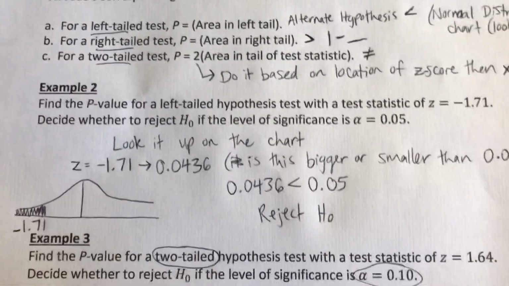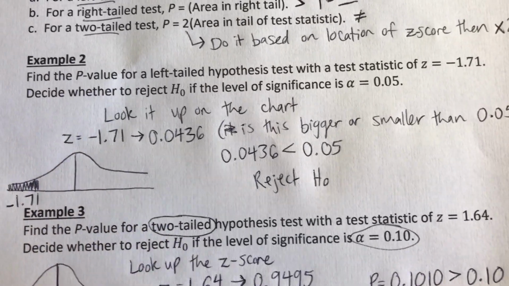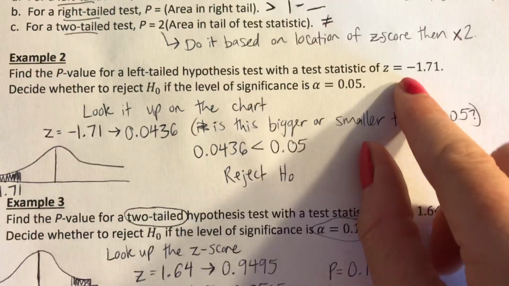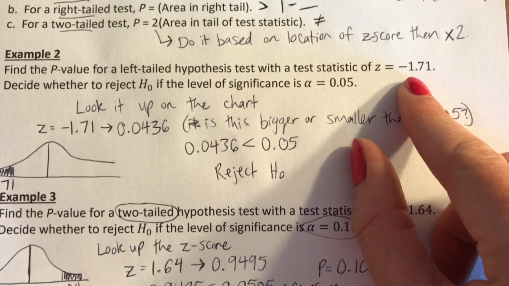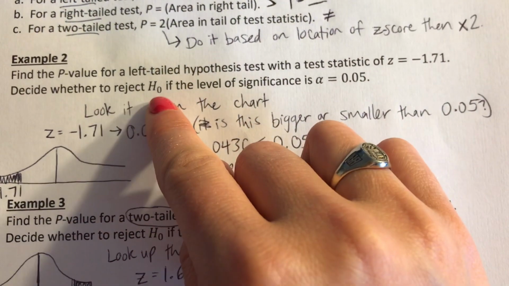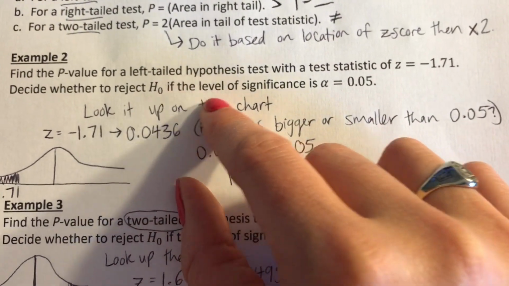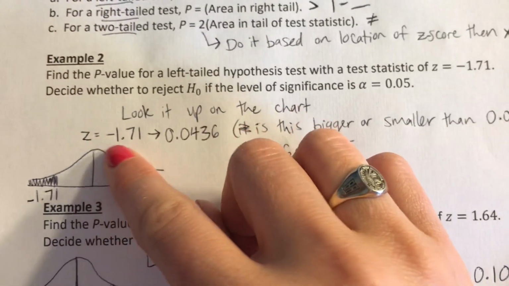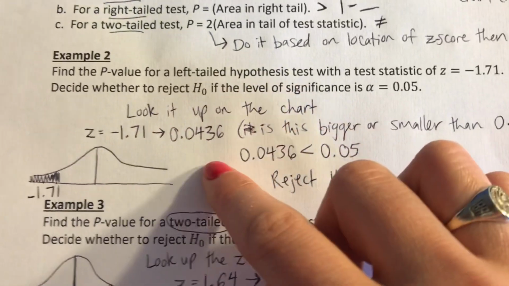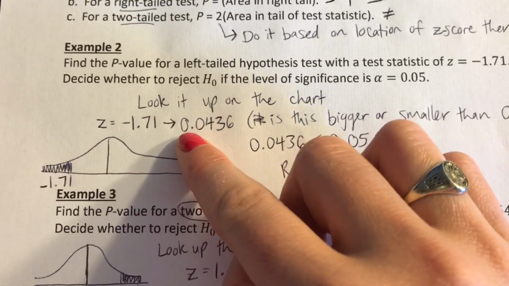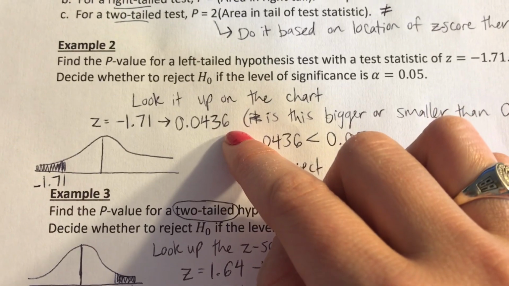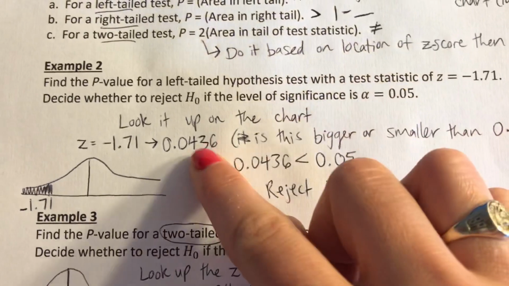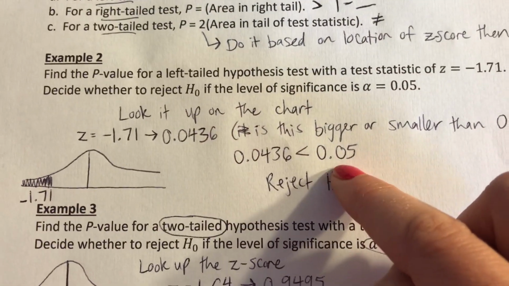So example number 2. Find the p-value for a left-tailed hypothesis with a test statistic of z equals negative 1.71. Decide whether to reject our null hypothesis if the level of significance is 0.05. Okay, so we know z is negative 1.71. Let's look it up on the chart. And what we get is 0.0436. Then if we compare that to 0.05, it is less than 0.05.